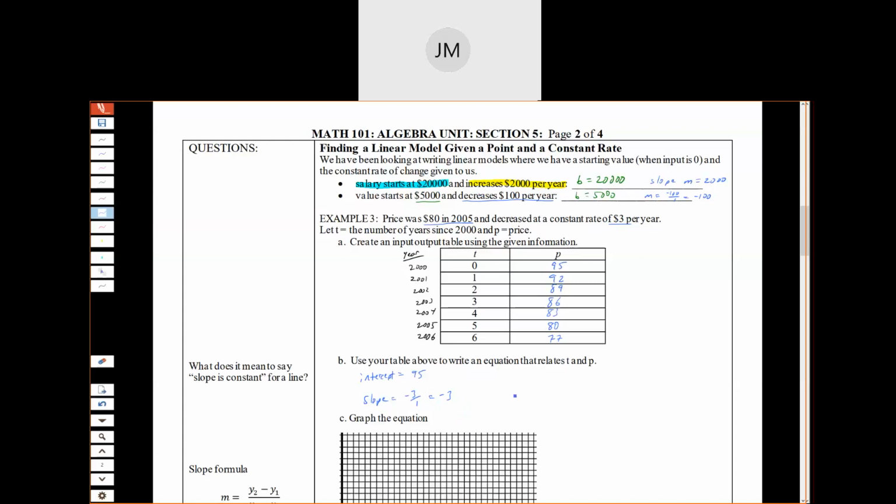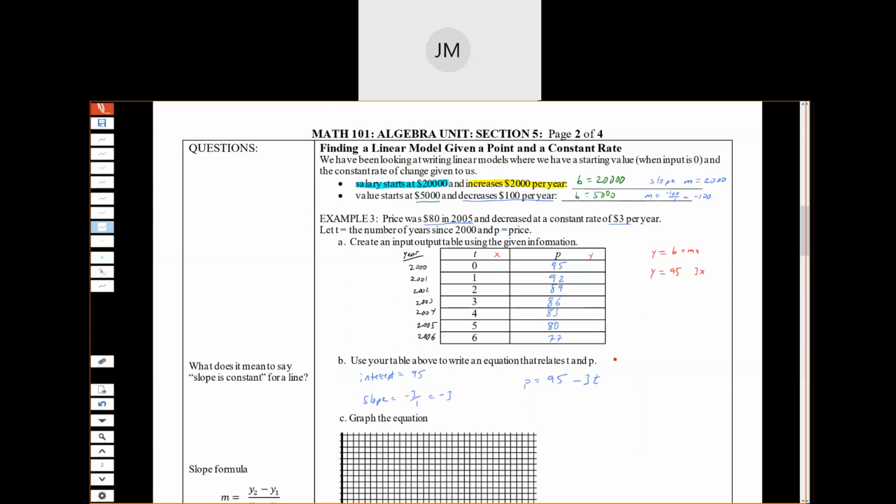So if I want to write the equation, my output value, P, is going to equal 95 minus 3 times my input value, T. If you're having trouble with your variables, one of the things that you could do is say, I'm going to think of my inputs as X and my outputs as Y, and think of Y equals B plus MX, or you can write MX plus B. The slope is negative 3. The intercept, we said, was 95.